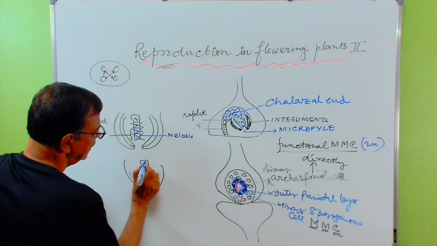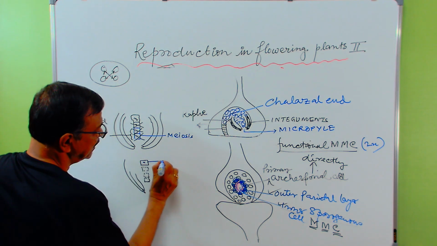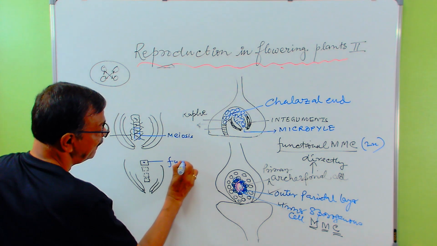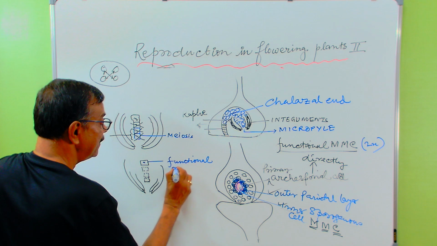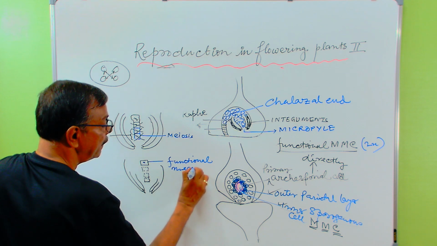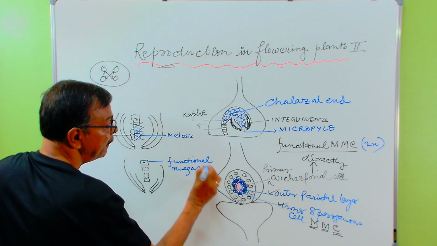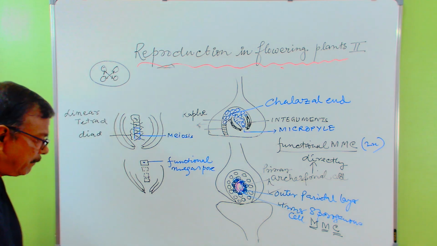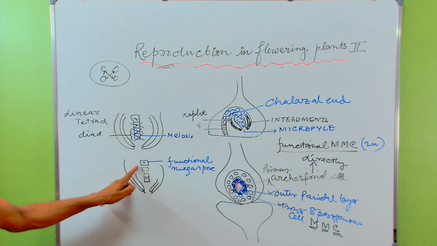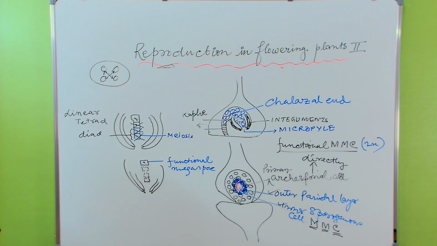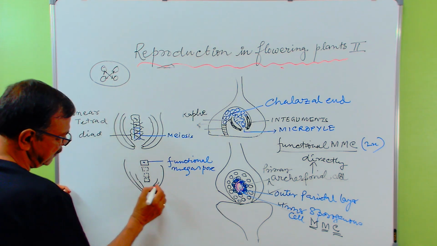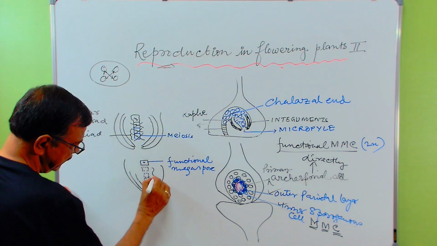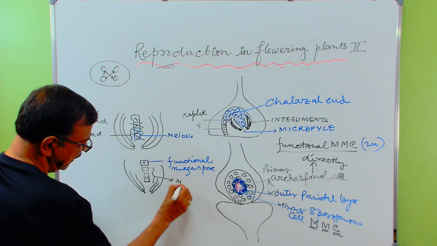This is known as the functional megaspore. You write this, functional megaspore. So out of these 4, 3 are not generating anything. So this method is known as monosporic.